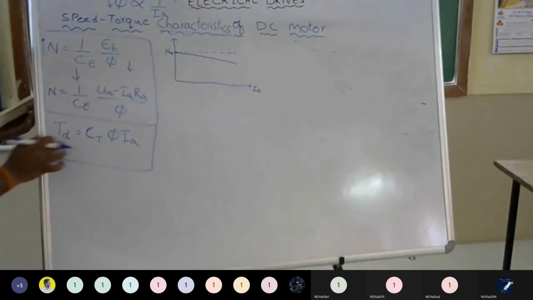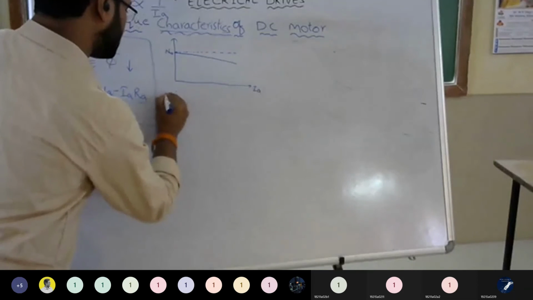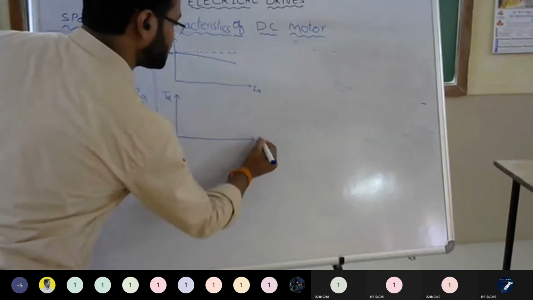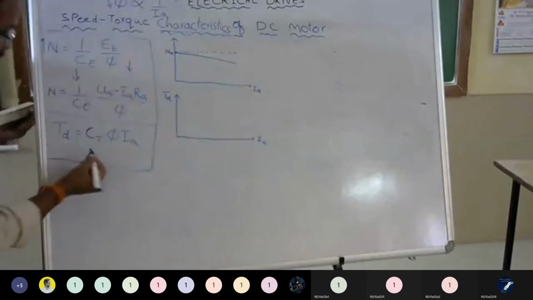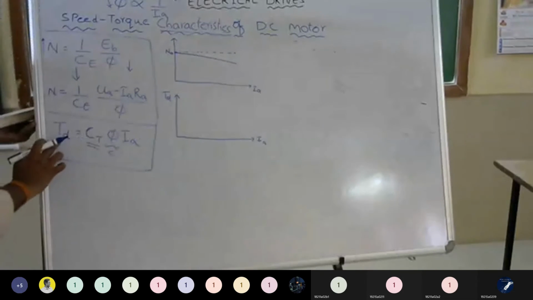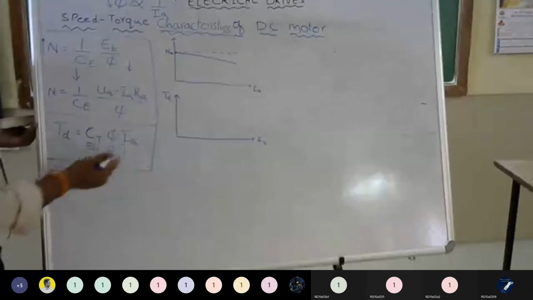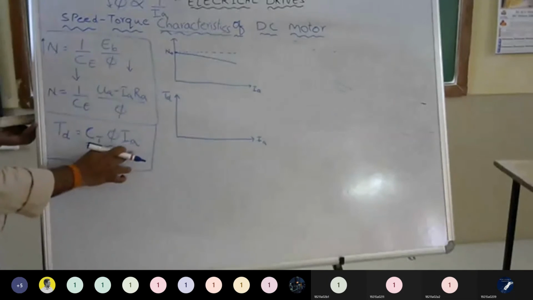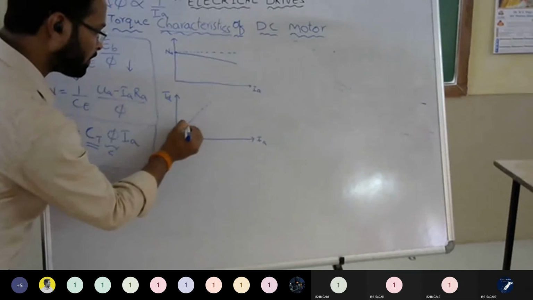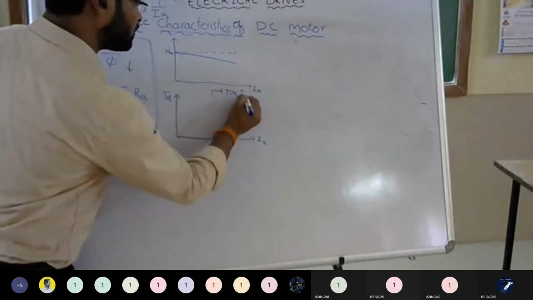Now we'll come to the torque and current. Suppose this one is torque and this one is current. Suppose this is constant, and this also we consider as constant. Then what will happen? T is directly proportional to IA. That means it's a straight line equation, y equals mx, where this is the slope and this is x. So we get a straight line passing through the origin, right? This is T directly proportional to IA.